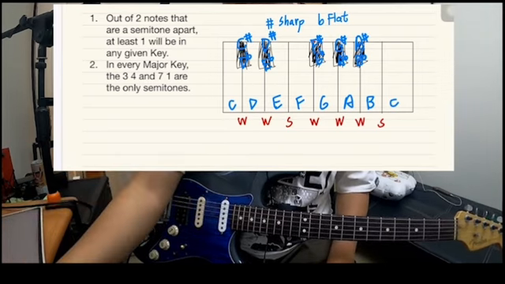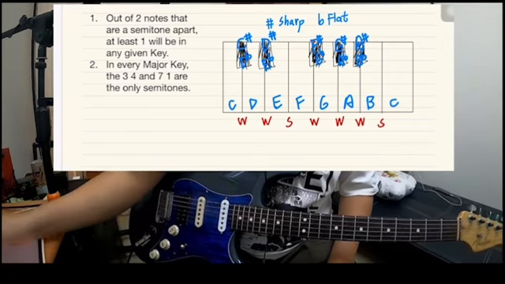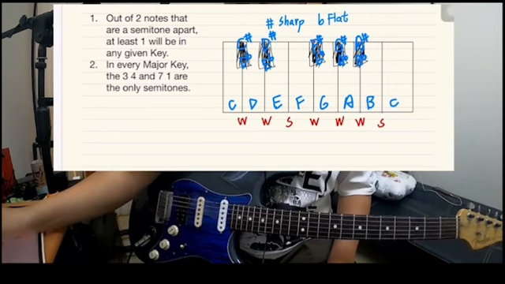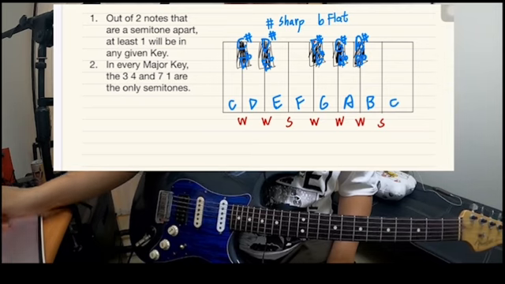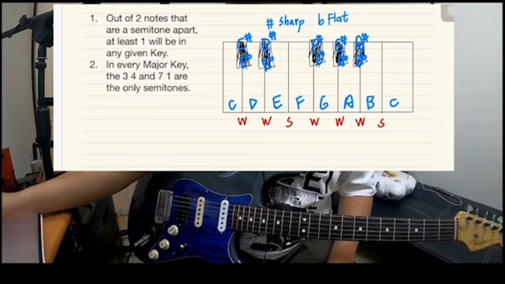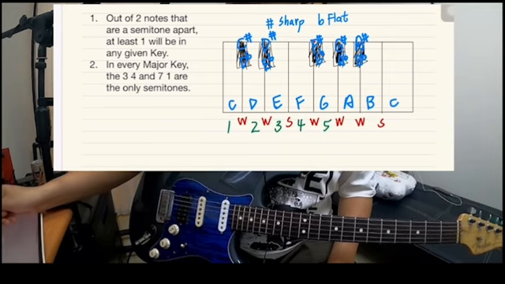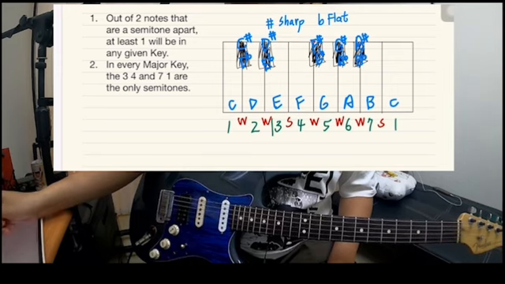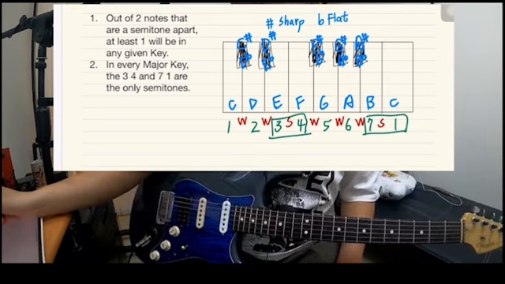And now we have this out of the way. The next thing that we need to talk about is in every major key, the 3 and the 4 and the 7 and the 1 are the only semitones. All right, so for example, if we have the key of C major as we have right here, we can give them numbers. So 1, 2, 3, 4, 5, 6, 7, and 1. So only the 3 and the 4 and the 7 and the 1 are going to be semitones.